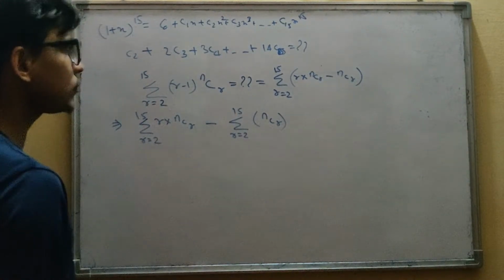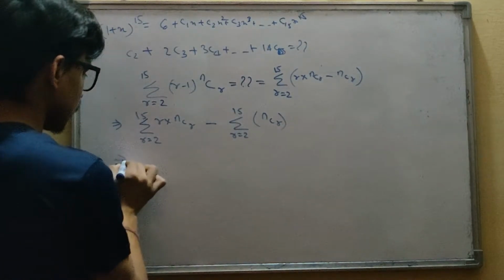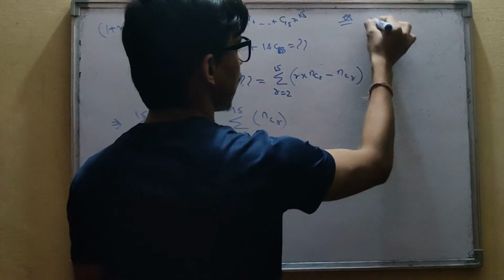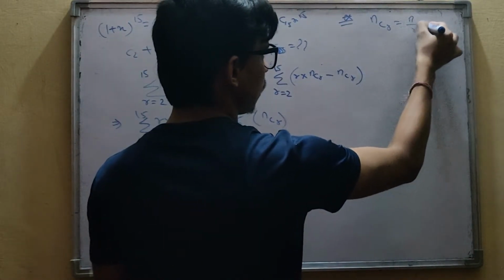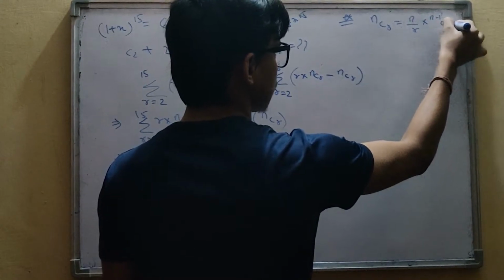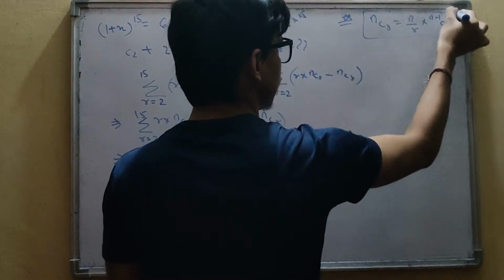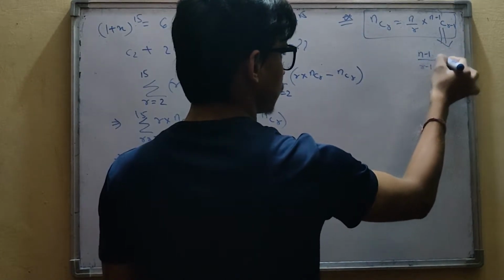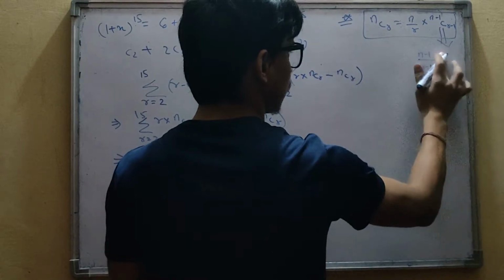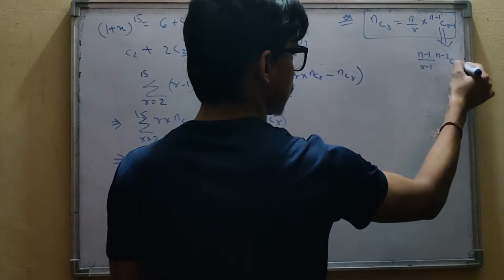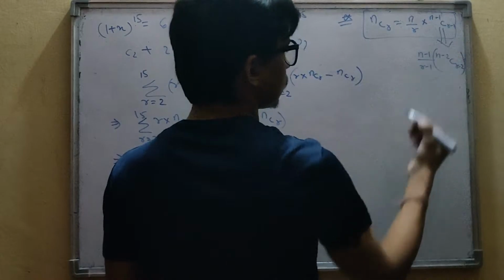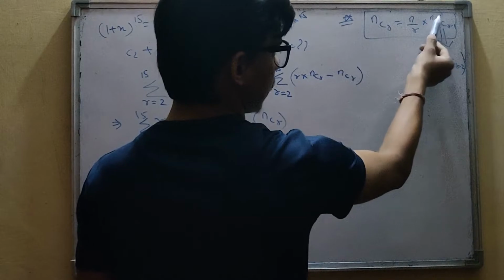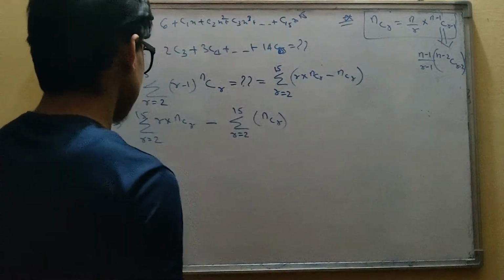Now what you can do, see here. You know that there is a property, or you can say formula: nCr is equal to n upon r into n minus 1 C r minus 1. Okay, and this you can further break as n minus 1 upon r minus 1 into n minus 2 C r minus 2, like this. This is how you can write it. Okay, this can be written as this, and further by using this you can also write this as this. Okay, so this is what you can do.